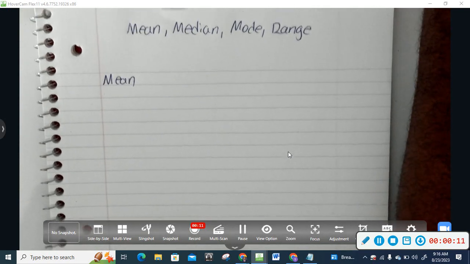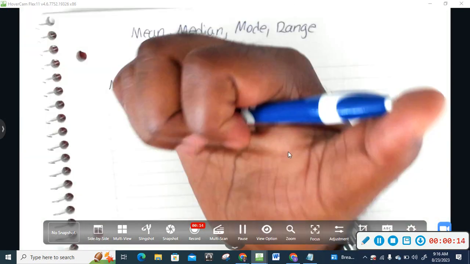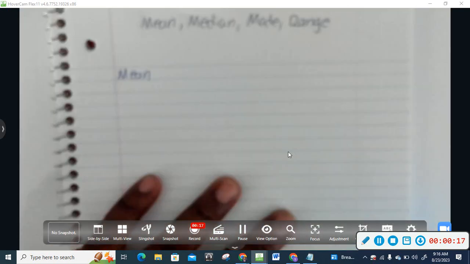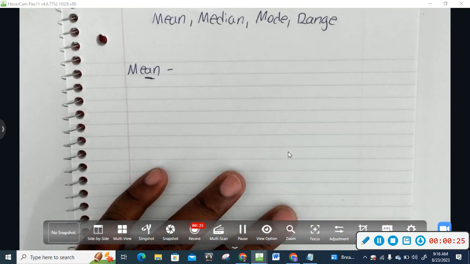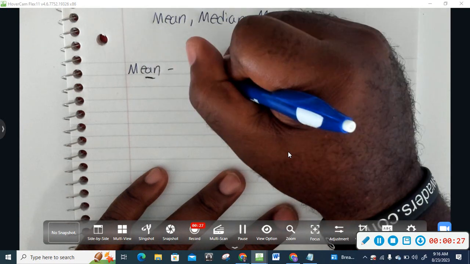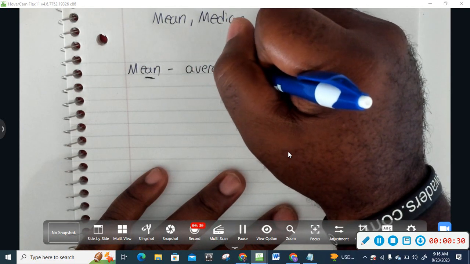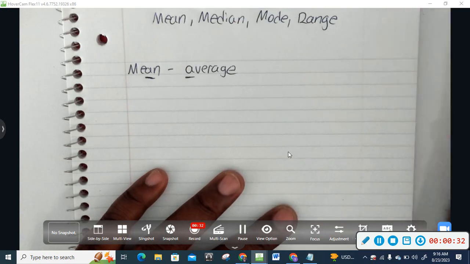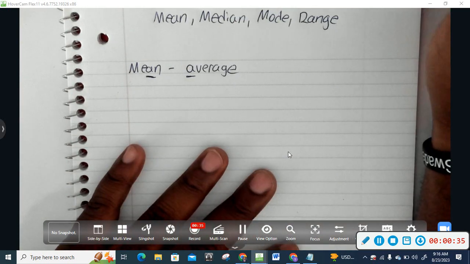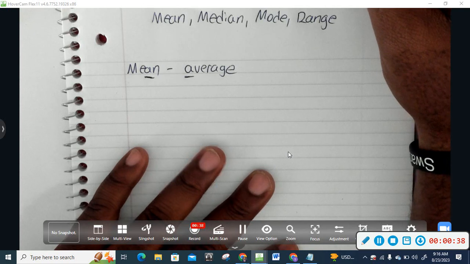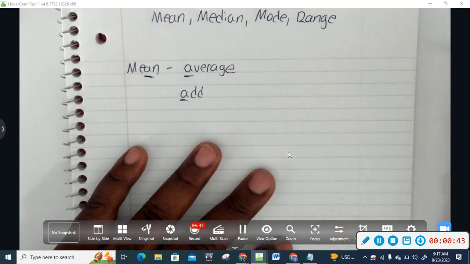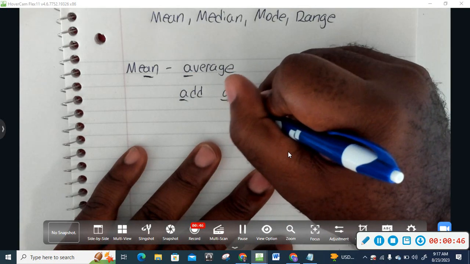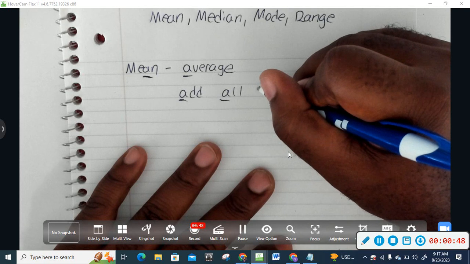Alright, so what I like to do for mean, we did this last year. I like to underline the A. Reason being, another word for mean is average. So if I say find the mean and find the average, that's the same thing. The other reason I like to underline the A is because the actual way to find the mean or average is to add, which has an A, all numbers, which also has an A, and divide by how much there are.